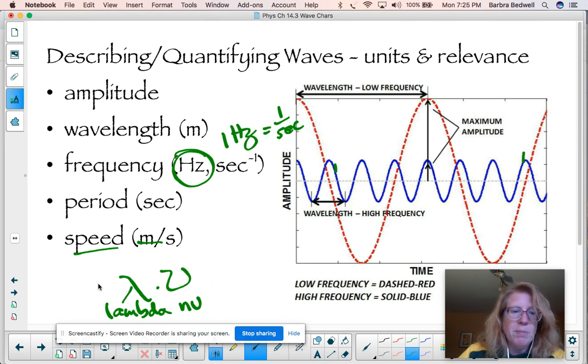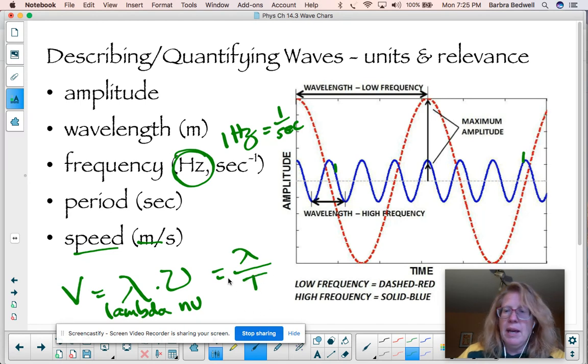So when we talk about speed or velocity, it equals lambda times nu, wavelength times frequency. It's kind of a cool thing. Or we can say it's the same thing as wavelength divided by time, and this is period down here. These are the same thing. Remember, the unit of speed is meters per second, and the unit of frequency is a per second. So if you do meters times per seconds, you get meters per second. Or if you do meters divided by seconds, you get meters per second. That's how we calculate the speed or velocity of any particular wave.